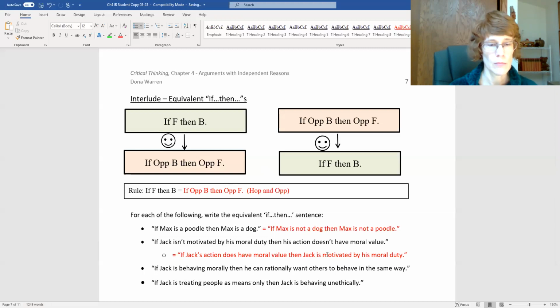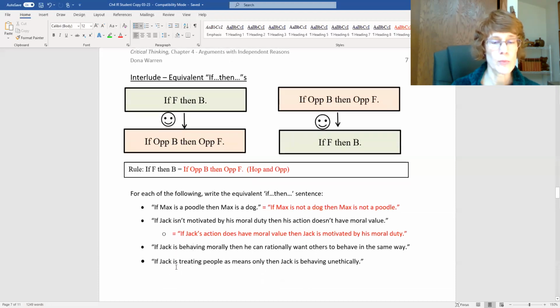Good. If Jack isn't motivated by his moral duty, then his action doesn't have moral value. If Jack's action does have moral value, then Jack is motivated by his moral duty. They mean the same thing. Do that for the third sentence there. If Jack is behaving morally, then he can rationally want others to behave in the same way. Pause for a moment, think about what that would be once you hop and op, and then start again when you're ready.